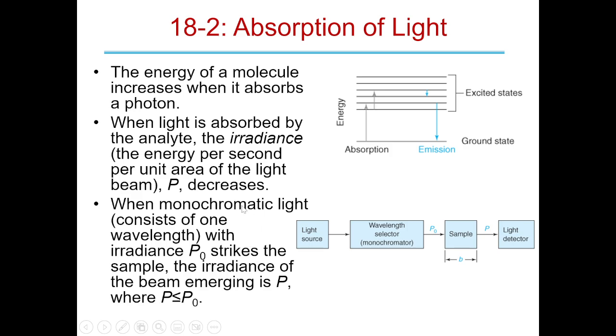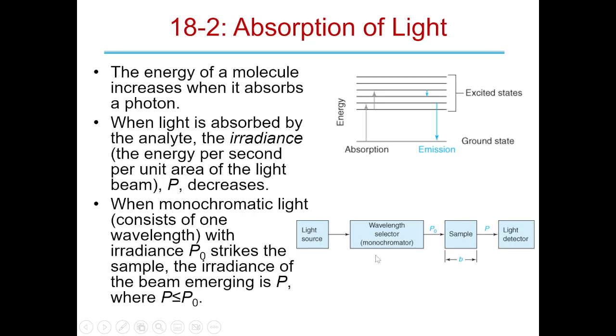So when the monochromatic light with an irradiance of P0, the starting irradiance, strikes the sample, the irradiance of the beam that's emerging is going to be P. So P is always equal to or less than P0. It would be very unusual actually for it to ever be equal, by the way. Typically most things would absorb some energy, but it does happen where you don't absorb any energy. That is possible, okay? Unlike most things in the world, you can actually get equal, which means that it doesn't interact essentially.